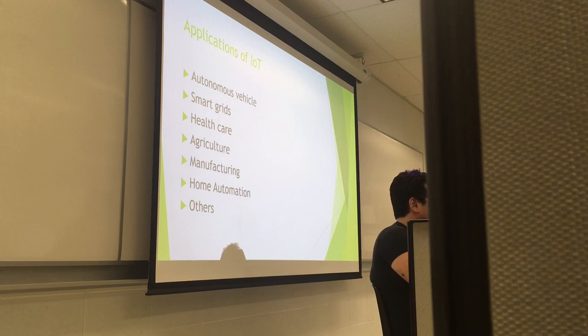Okay? So here are a few applications of Internet of Things in our real world. We have autonomous vehicles. There we have a lot of sensors, and the sensors control parts of the car. Usually they are really specialized sensors, and they control really specialized parts of the car.